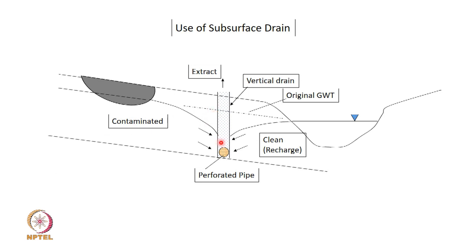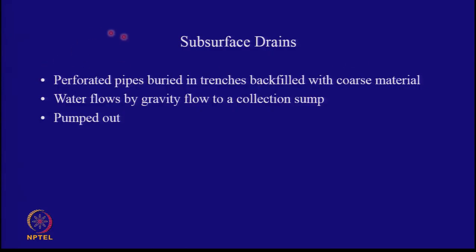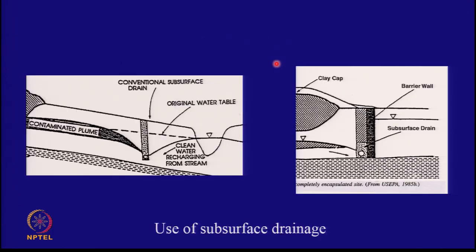So instead of making an impermeable wall, I make a pervious wall. If the plume is coming, I put a perforated pipe at the bottom. Water will flow into this. I have to continuously pump it out at some sump. So sometimes you can use subsurface drains to augment your barrier walls to reduce the depth of water table.